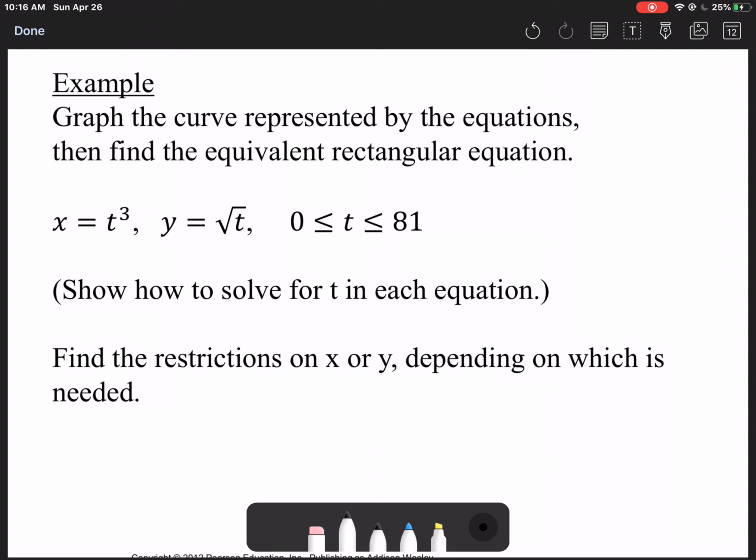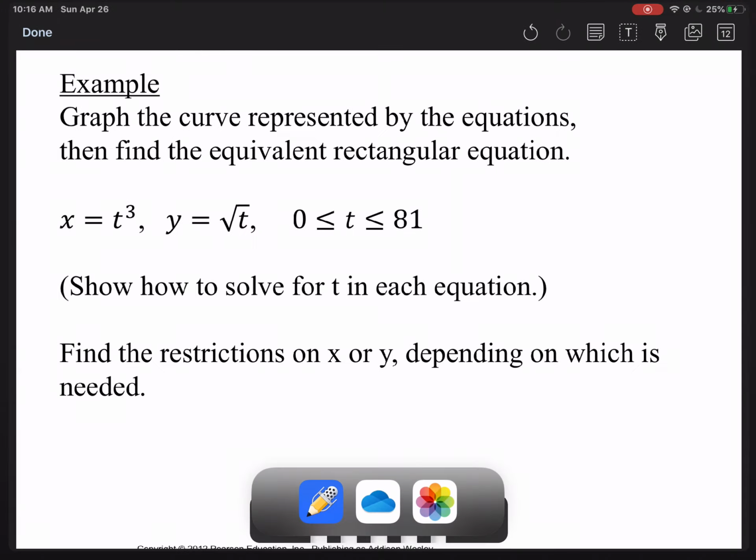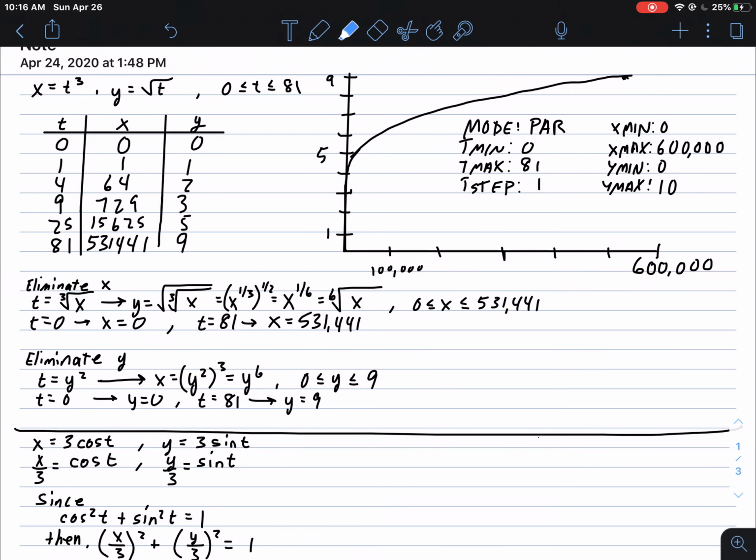So here we have x equals t cubed. We have y equals square root of t, with limitations on t between 0 and 81. Now in this one I'm going to do both ways in terms of limiting the parameters. So we're going to find our restrictions on x and y depending on which way we do that. And this one I have worked out for us. So I have x equals t cubed, y equals square root of t.